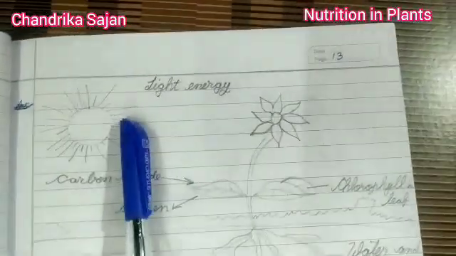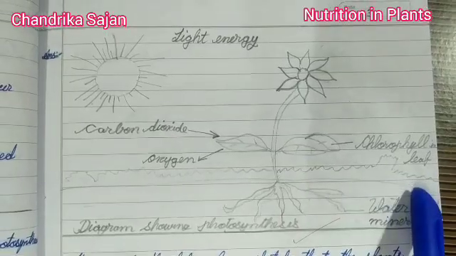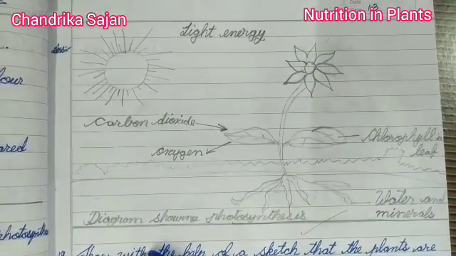Now here is the diagram. It shows light energy, carbon dioxide, oxygen, chlorophyll and leaf, water and minerals. And what the diagram shows is photosynthesis.